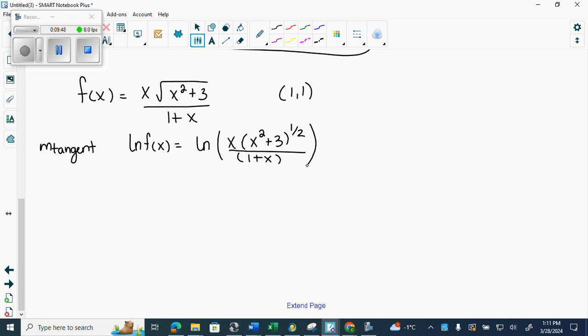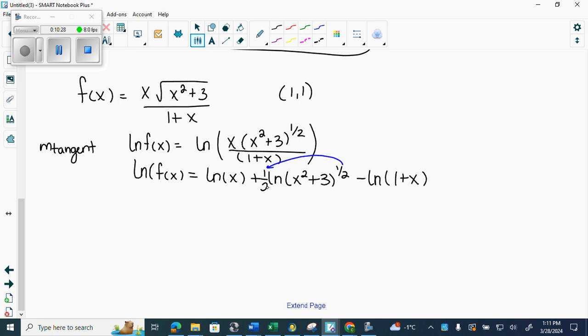So we're going to take the derivative of both sides. So ln of f of x, you rewrite it on the bottom, the derivative of f of x on the top, so it's f prime of x equals... Ln of f of x equals ln of x plus ln of x squared plus 3 to the half minus ln of 1 plus x. The half can drop in front, and then we can derive.